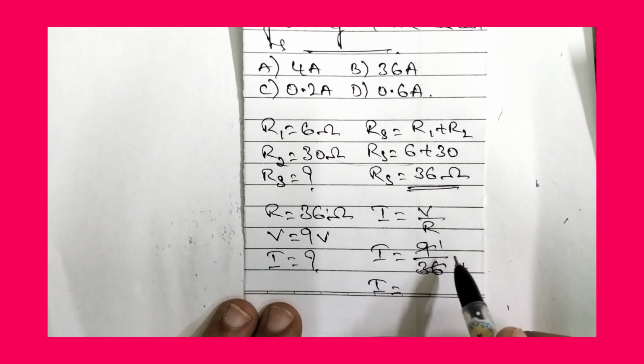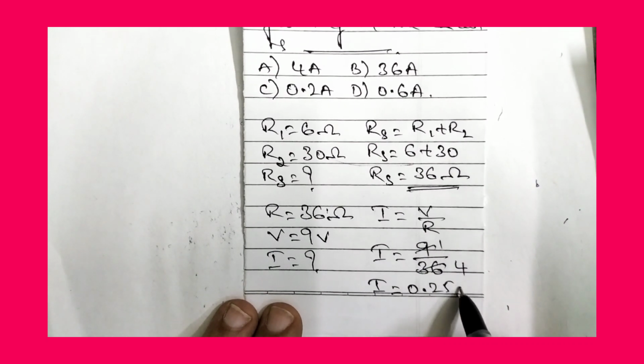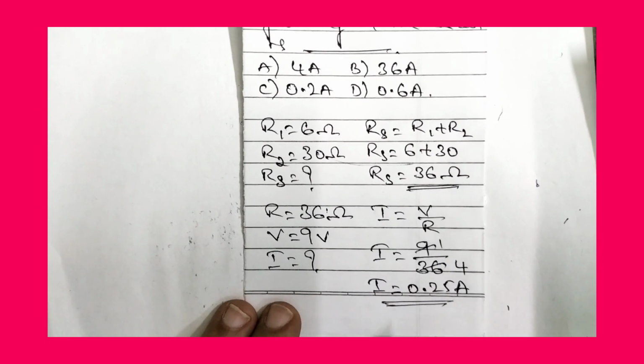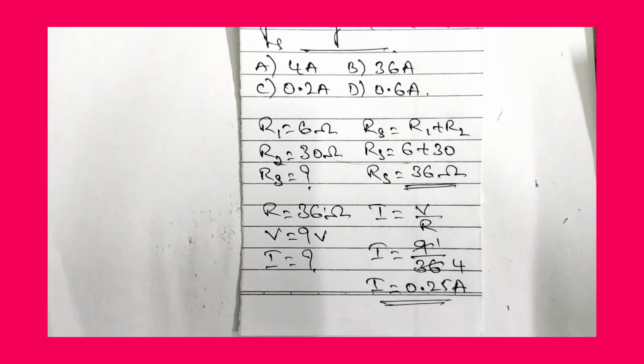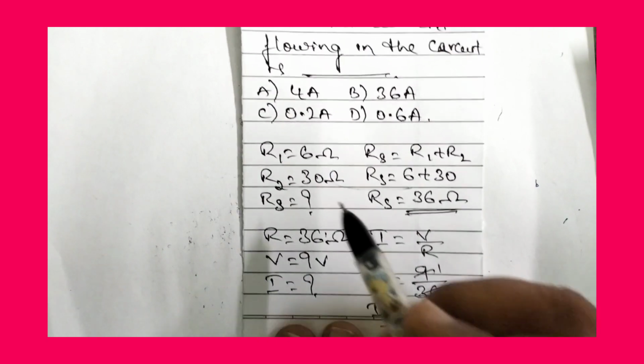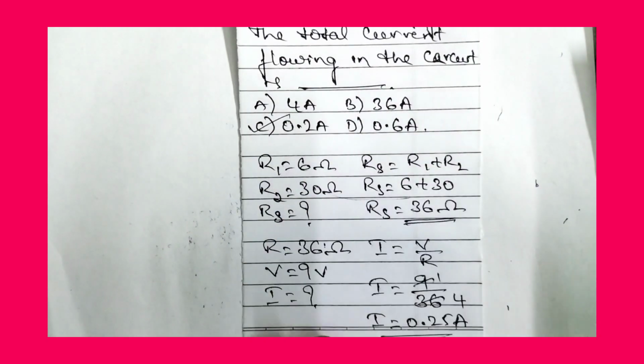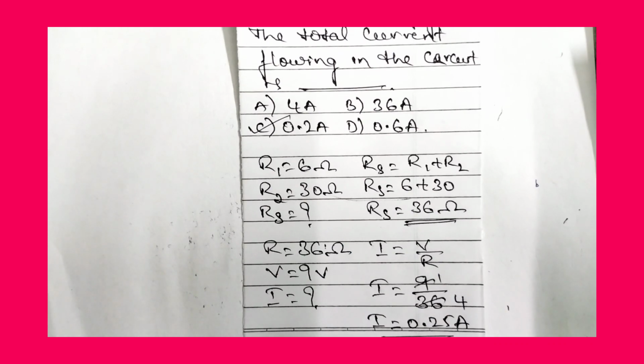1 by 4, that is equal to 0.25 ampere. 1 by 4 means one-fourth, 0.25 means the same. Therefore the total current flowing in the circuit is 0.25 ampere. So here they have given 0.2. So this is the right answer. So 0.2 ampere of current flows through the circuit. So like this we have to calculate the total current that flows through the circuit.